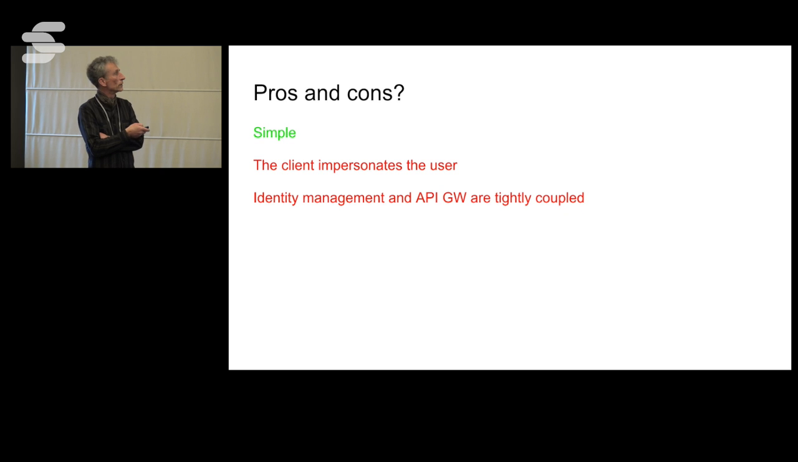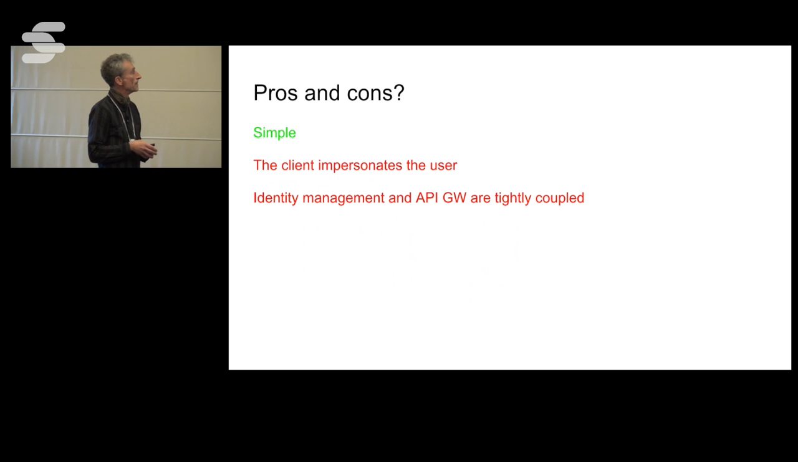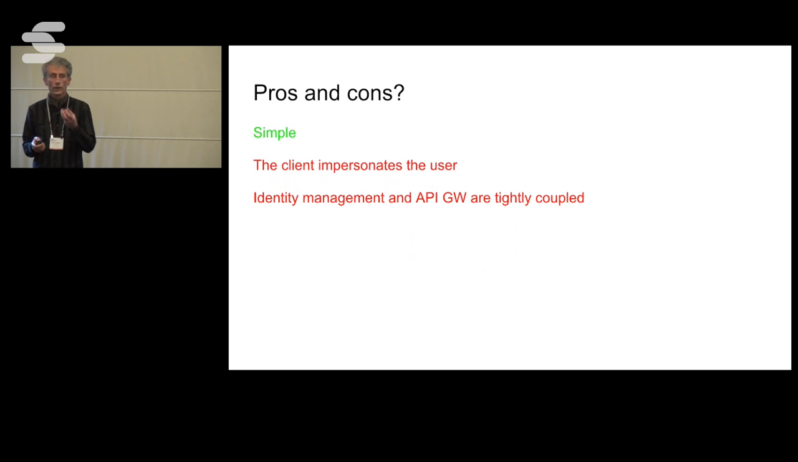The advantage of doing it that way is that it's very simple. But the disadvantage is that you give the client the ability to completely impersonate the user. And in fact, if the client does something entirely different from what the user is expecting, it will still get away with it because it has those credentials. Basically, you've told the client to impersonate the user.